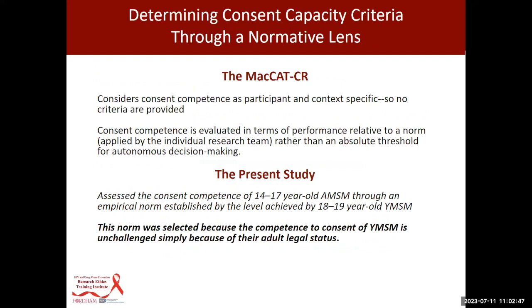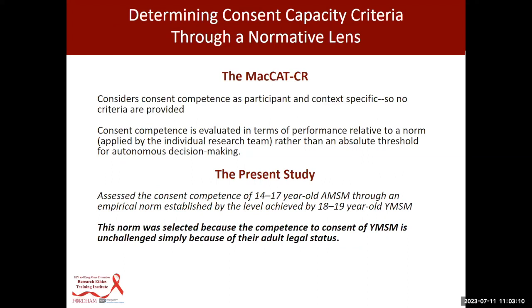So those are the kinds of things we're going to ask. So the MCAT is useful, but it also requires a lot of independent work of any researcher who's doing the study, because everything is context specific. So you have to develop your own criteria for whether or not they understand your specific study.